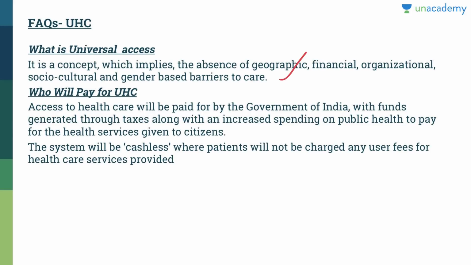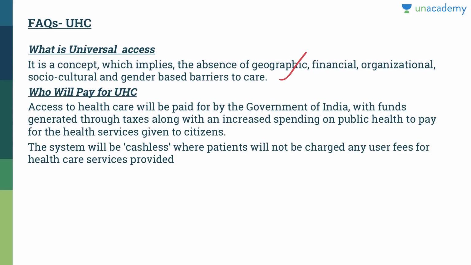Then, only rich people getting it and poor people not getting it means financial barriers are there, so we are eliminating that as well. Then socio-cultural barriers and organizational barriers. All these we want to remove, and we want to provide universal access to health to everybody.